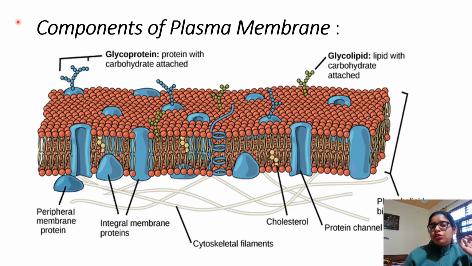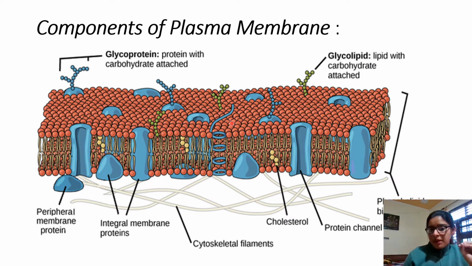Now if we talk about the components in the plasma membrane, these are lipids, proteins and carbohydrates. Lipids are present in the maximum concentration. After that, proteins are present, and then the carbohydrates. Always remember that carbohydrates are not present in the free form in the plasma membrane. They are always bound to either a protein or a lipid.